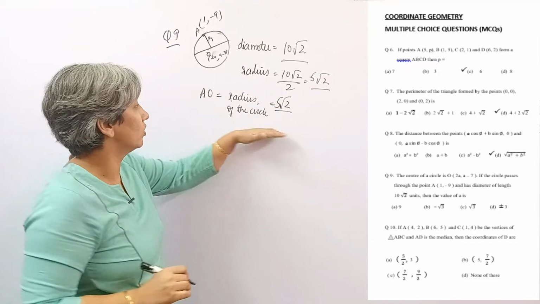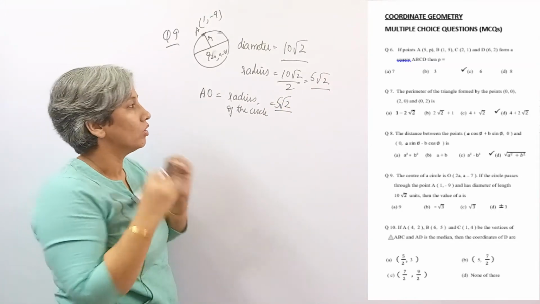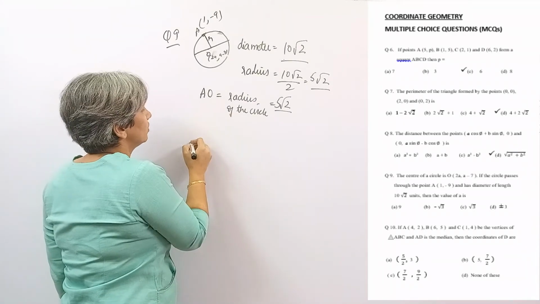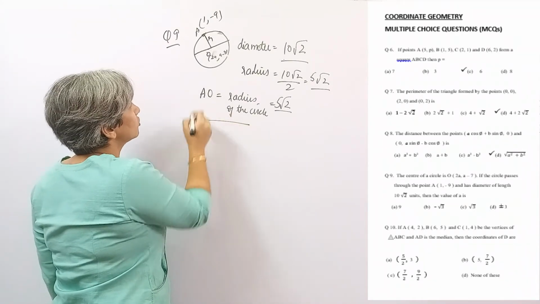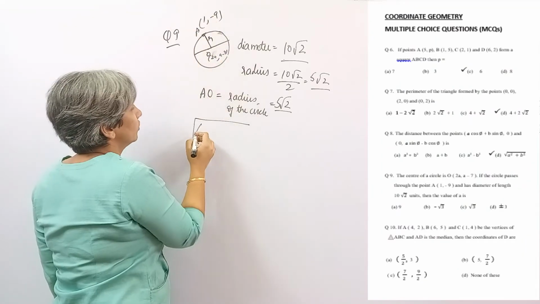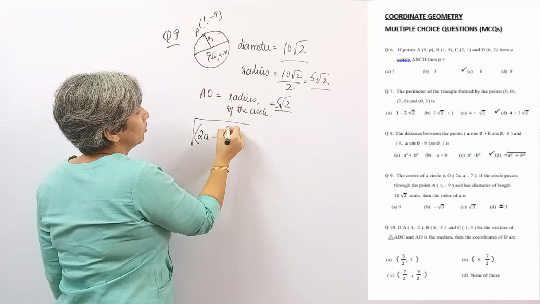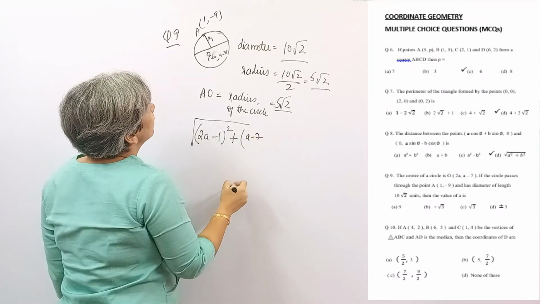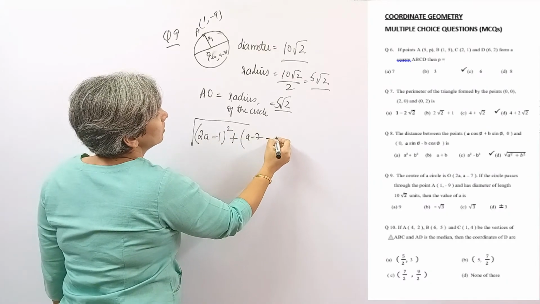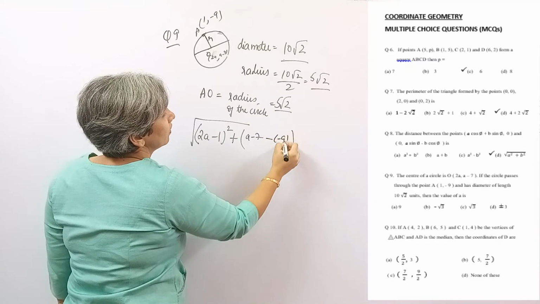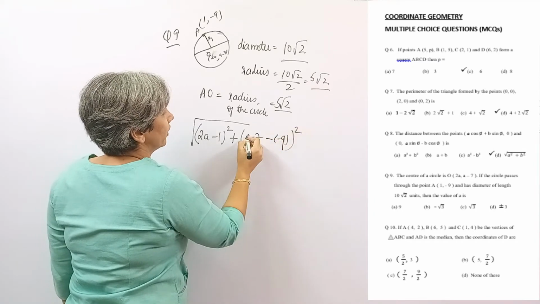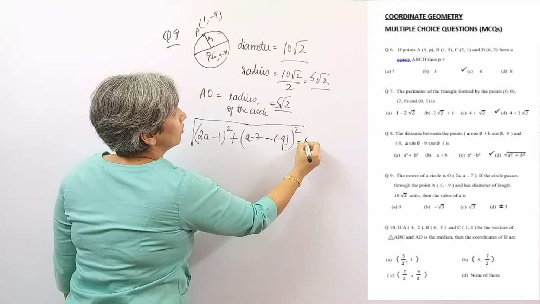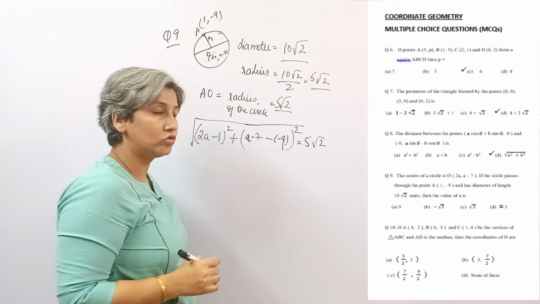You don't have to mention all this in your MCQ solution. We'll quickly start doing the solution. So AO distance we'll find out: x2 minus x1, 2a minus 1 whole square, plus a minus 9... sorry, minus 7 minus 9 whole square, this is AO, right, is equal to 5 root 2.